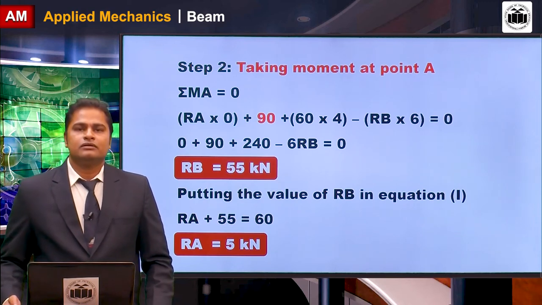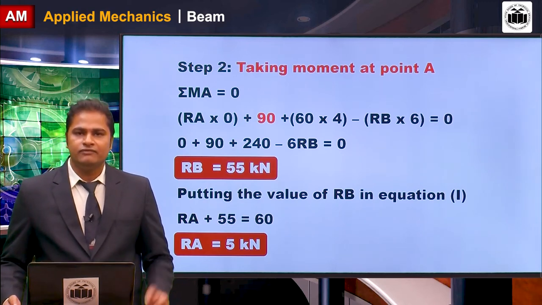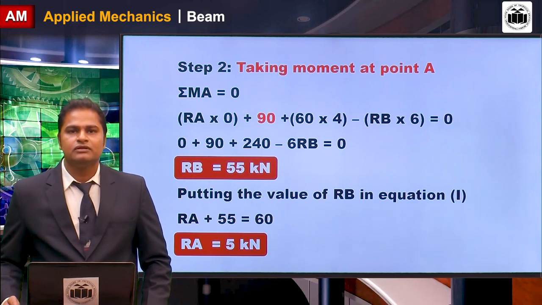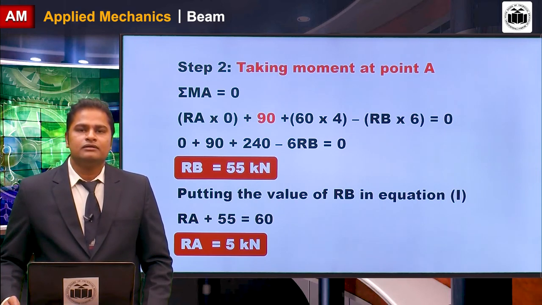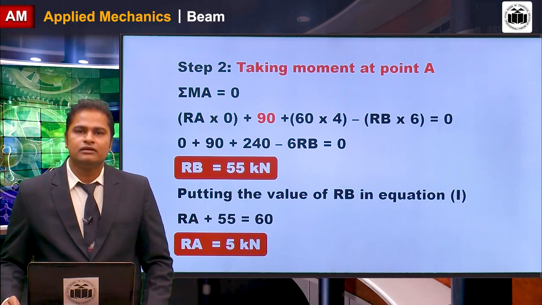Then the value of RB is 55. We easily solve this equation, and putting the value of RB in equation 1, we easily get the value of RA.